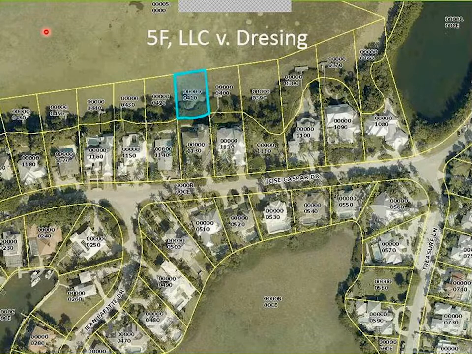Is it drawn at the high water line, or is it drawn at a fixed point on a plat? And I think that you would get different results based upon that distinction.